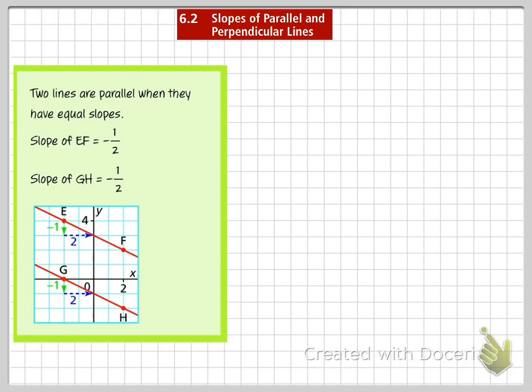Okay, today in Math 10C, we're looking at topic 6.2, the slope of parallel and perpendicular lines. In the first picture, you'll notice that these two lines are parallel. If you continued them on forever, they would never meet. Notice the slopes of these two lines. They're exactly the same. The slope of EF is negative 1 over 2. The slope of GH is negative 1 over 2.